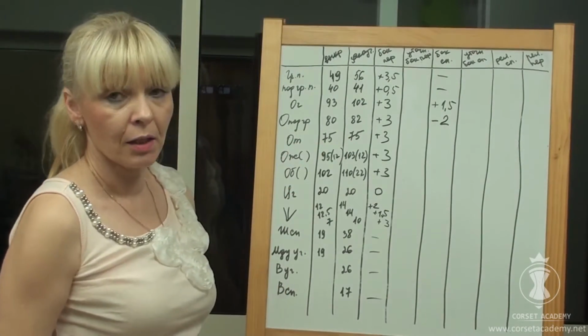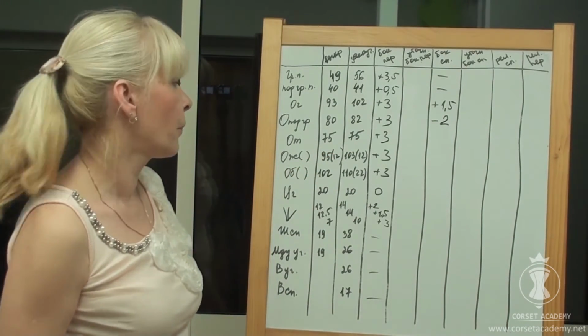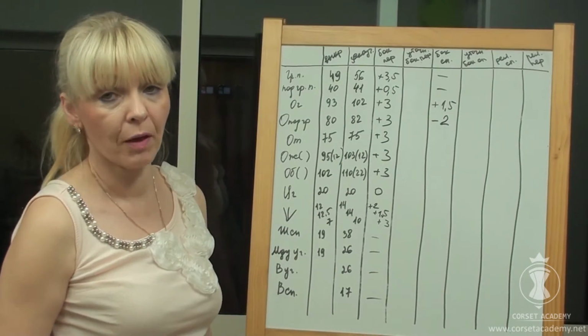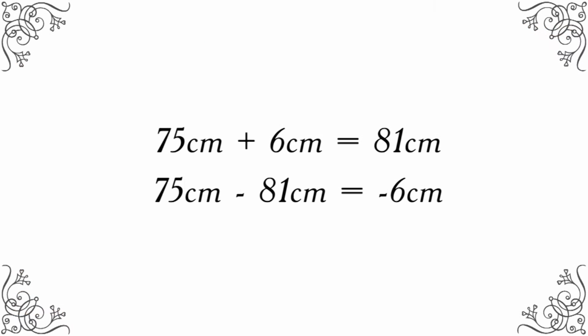Waist circumference, 75 centimeters on the client and 75 centimeters on the pattern. The measurements coincide. However, I have already expanded the pattern by 3 centimeters from each side. Again, a total of 6 centimeters. 75 centimeters plus 6 centimeters equals 81 centimeters. 75 centimeters minus 81 centimeters equals -6 centimeters.